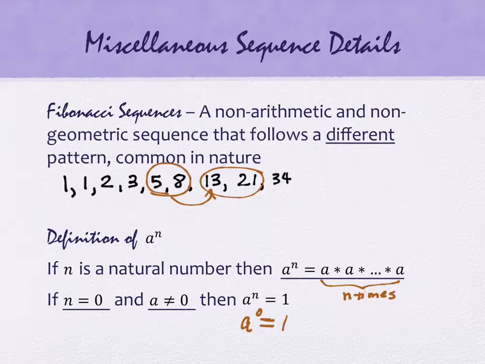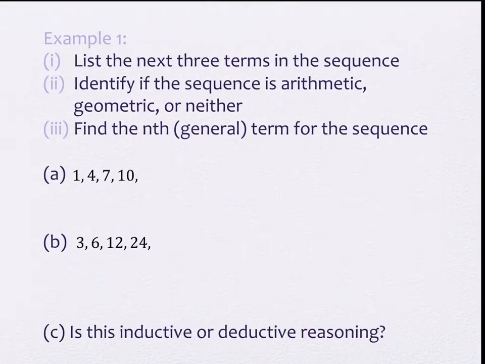All right, so let's actually see these arithmetic and geometric sequences put into action and figure out what we're going to do with them. So here's our example. We're going to list the next 3 terms. We're going to decide if it's arithmetic, geometric, or neither. Both those things are things we've kind of already talked about. Part 3, or triple I, we have not talked about at all. We're going to find the general equation or pattern or formula, sometimes called the nth term for the sequence. And we are going to answer the question about inductive versus deductive reasoning.